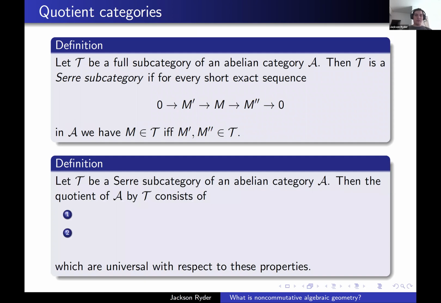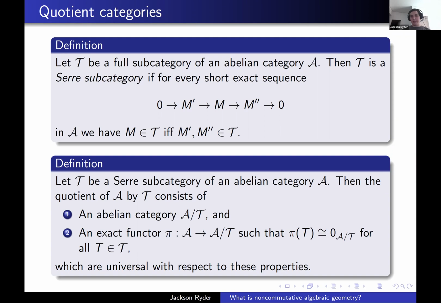Okay. So now if we take a Serre subcategory, we can define the quotient of our abelian category A by this Serre subcategory. It's going to consist of two things. So we want an abelian category, which we call A on T, and we want an exact functor from A to this quotient, which sends all of the objects in T, our subcategory, to 0. Okay, well, we set them isomorphic to 0. And we want this to be universal with respect to these properties, in the sense that if we have any other abelian category and a functor from A to that category which sends all of our objects in T to 0, it should factor through this category, A on T. All right. So this is how we define our quotient by a Serre subcategory.